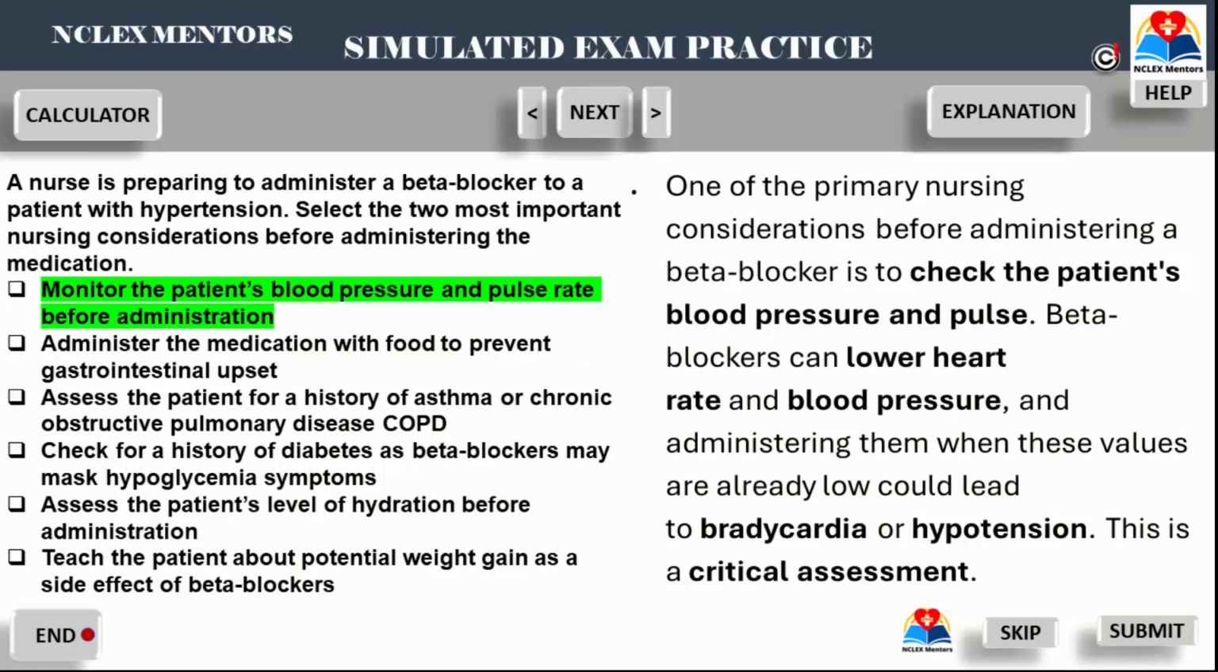Option 1. Monitor the patient's blood pressure and pulse rate before administration. Yes, this is critical. Beta blockers lower heart rate and blood pressure, so if the patient already has low BP or a slow pulse, giving the medication could lead to bradycardia or hypotension. Always check these vitals first.